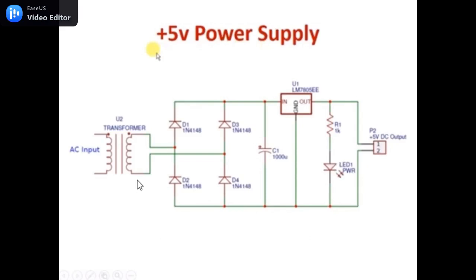Coming to the transformers, there are two types: step-up transformers and step-down transformers. Step-up transformers are most commonly used for increasing low AC voltages at high current, and step-down transformers are used for decreasing high AC voltages at low current. Here we need to convert 230 volts AC into 5 volts DC. So we are using a step-down transformer in this circuit. This step-down transformer converts 230 volts AC into 12 volts AC.